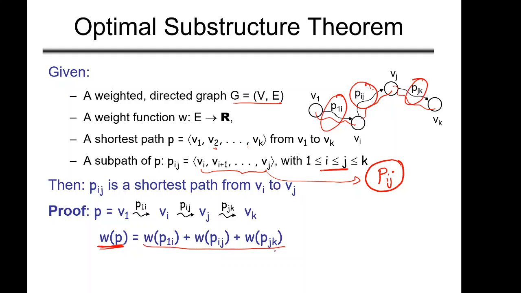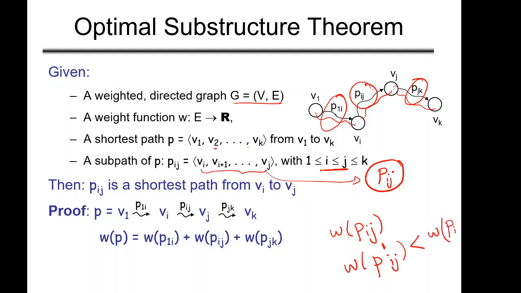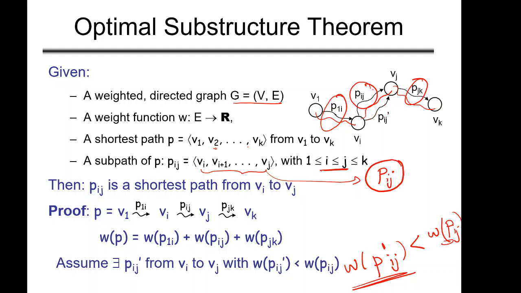Okay, now let's prove by contradiction. Let's assume that the weight of Pij is not the shortest path, and there is some other path, say P dash ij, which has lesser weight than w(Pij). There exists a path P from Vi to Vj whose weight is less than the weight of Pij. Now let's put this into the equation.